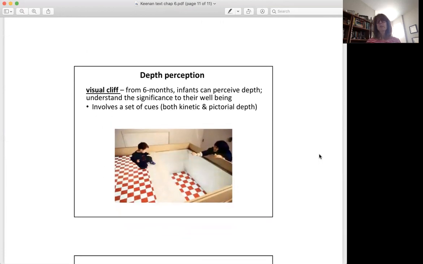So this is a visual called a visual cliff. And from about 6 months, infants can develop depth perception and an understanding to determine their well-being, right? In other words, there are a set of cues that are both kinesthetic, touch, and pictorial. If you look at this platform, infants know that what they're looking at will be a danger to them, right? If you step off the cliff.